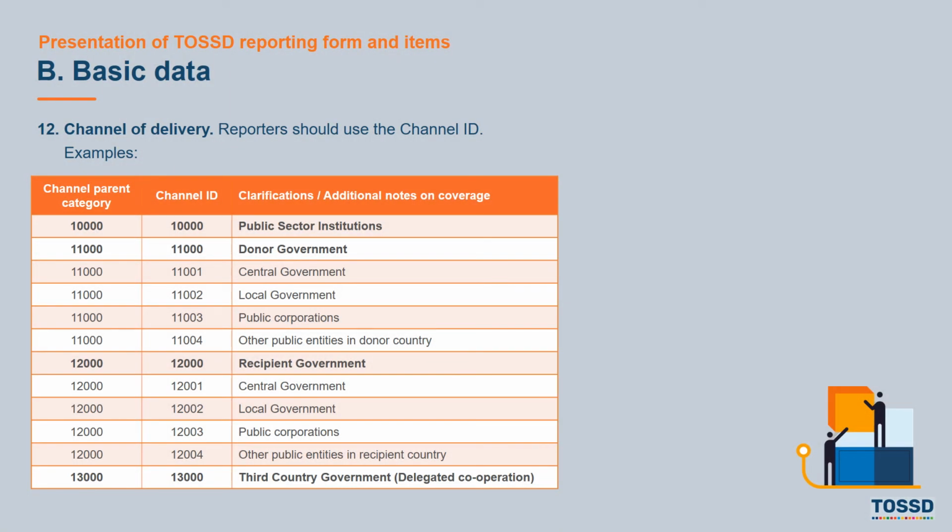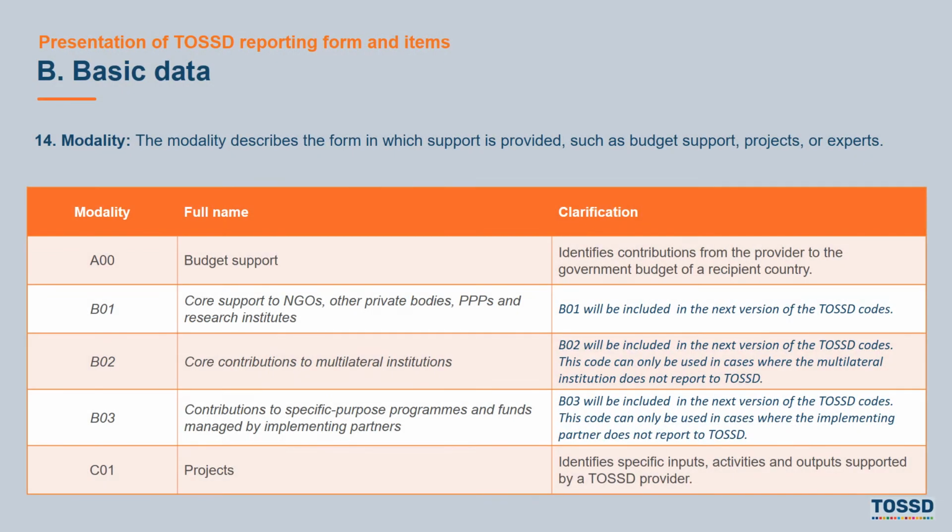Within the broad channel categories, you have the possibility to use more granular channels. For example, within the recipient government categories, there is the possibility to use the channel for the central government, the channel for local government, a channel for public corporations, and a channel for other public entities. The modality field describes the form in which the support is provided. These include, for example, budget support, core contributions to NGOs, core contributions to multilateral organizations, contributions to specific purpose programs and funds managed by implementing partners, or project-type interventions.